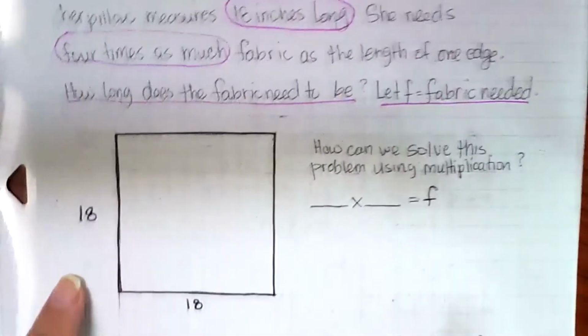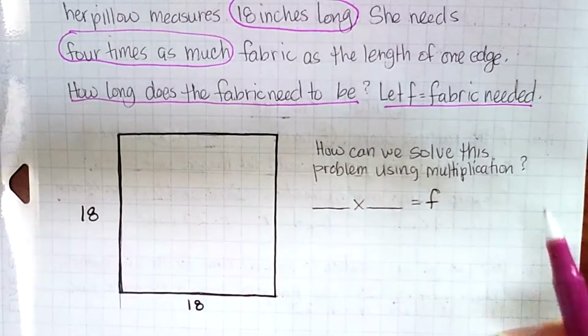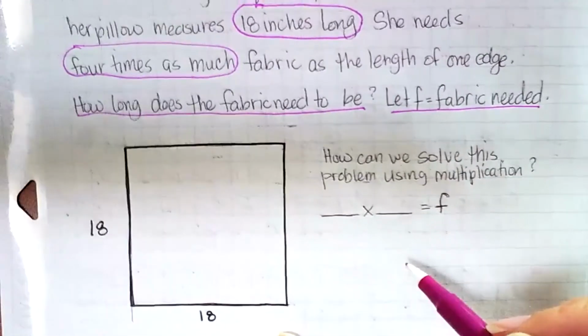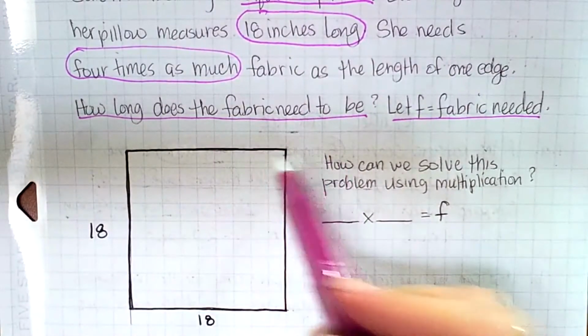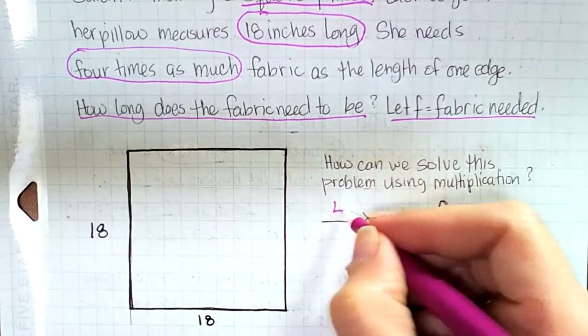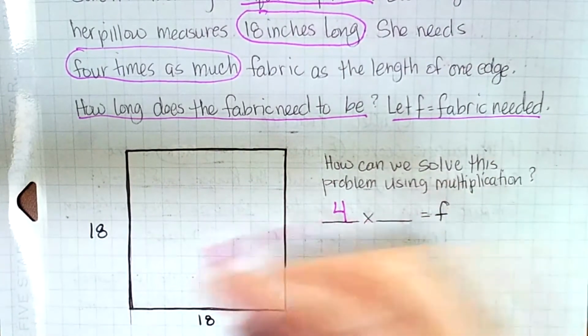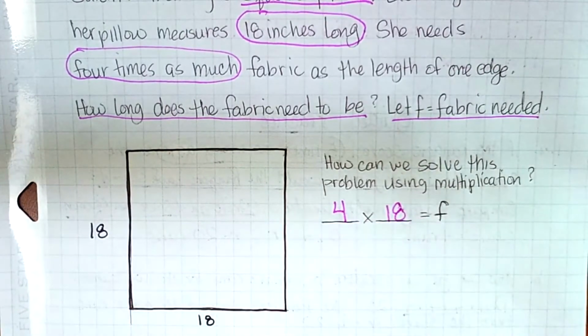So if we know that it's a square, that means it's going to be 18 on all sides. So how can we solve this problem using multiplication? Well, if we know that the fabric needs to be 4 times as long as one of the sides because it needs to go around all 4 sides, we can say 4 times the length of one side, which is 18, is equal to F.